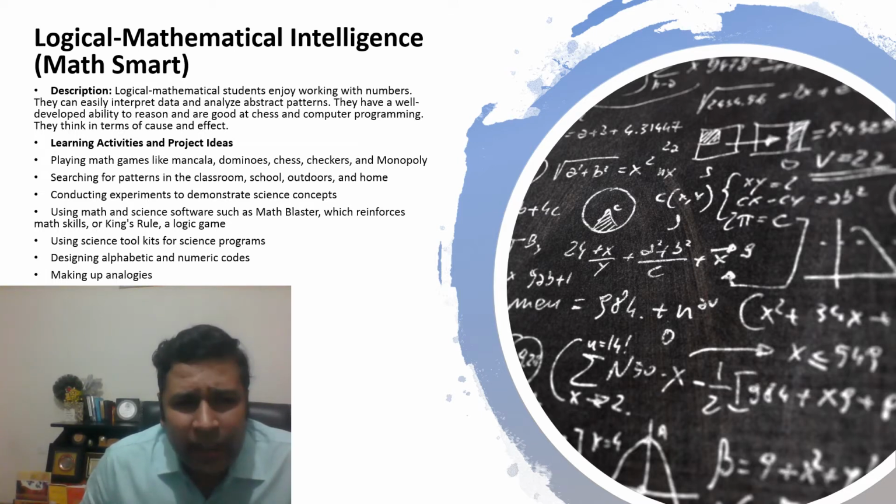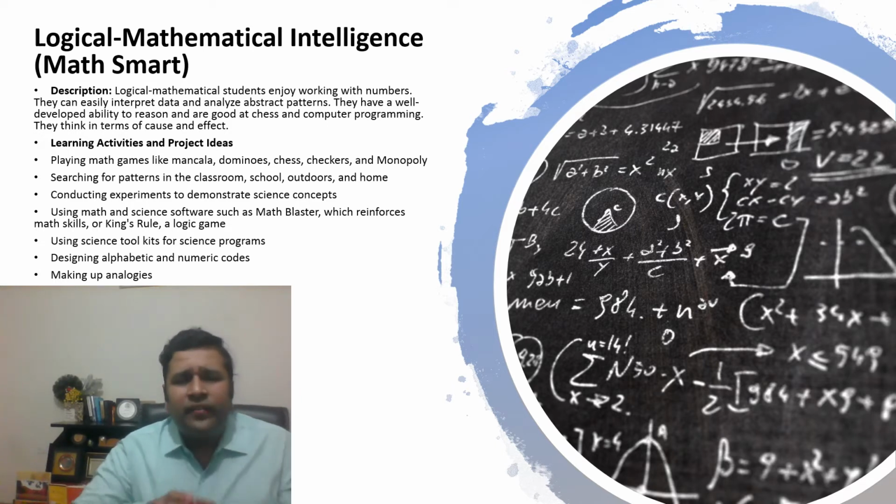Learning activities can be the following: playing math games like Mancala, Domino, chess, checkers, Monopoly; searching for patterns in the classroom, school, outdoors, and home; conducting experiments to demonstrate science concepts; using math and science software such as Math Blaster, which reinforces math skills, or King's Rules, or a logic game; using science toolkits for science programs; designing alphabetic and numeric codes; making up analogies. So these are very very important.